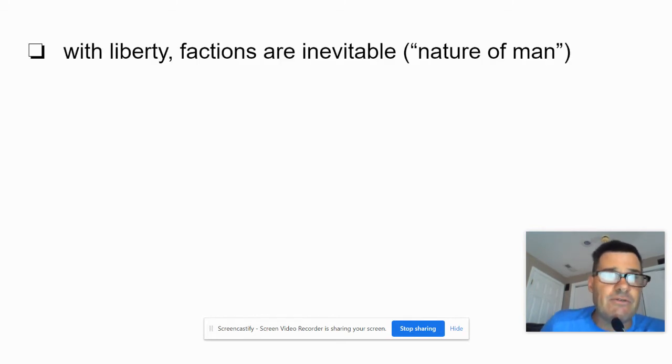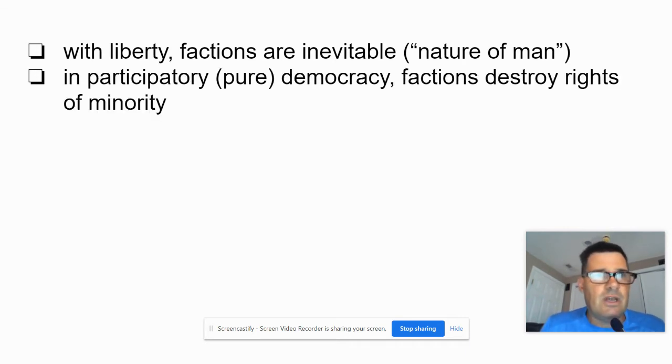All right, first off, in Federalist 10, James Madison says that with liberty, factions or interest groups are inevitable. You're not going to get rid of factions. It is natural for humans to join groups for whatever reason. He mentions religion and following some leader that everybody is passionate about. This is natural, and he says it's part of the nature of man or mankind. So we're going to join groups.